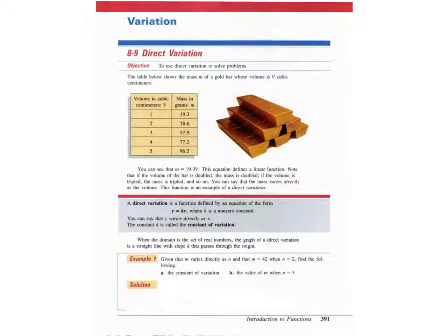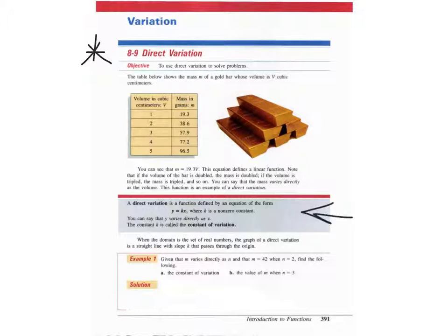All right, so today we're going to cover direct and indirect variation. In 8-9, we're going to cover direct variation. And again, my classic example is figuring out how old your dog is. In that example, we're going to talk about dog years in human years, and we're going to always multiply by 7 to get the dog's age.